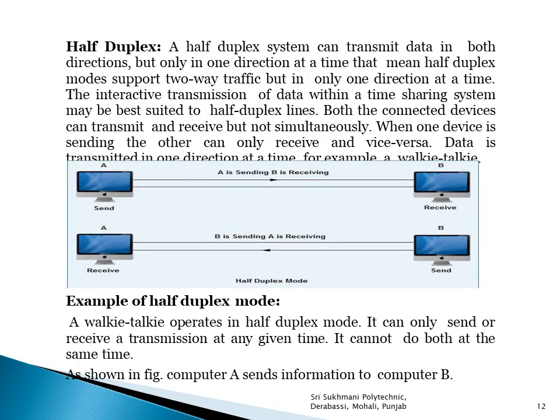So this is half duplex. As you can see, when A is sending, B is receiving. B cannot send. In the lower part, when B is sending, A is at the receiving end, and A cannot transmit. So a walkie-talkie operates in half duplex mode of operation. It can only send or receive a transmission at any given time. It cannot do both at the same time.